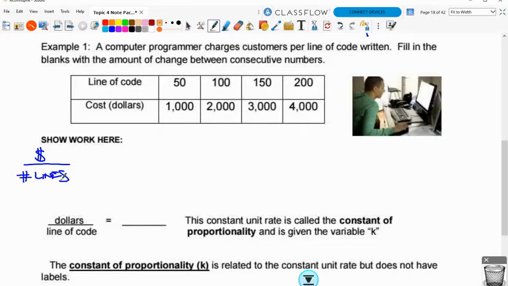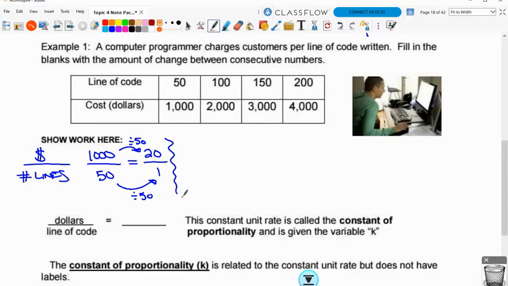Looking at my table, the first cost in dollars was $1,000, and that was for 50 lines of code. We need to take this ratio and simplify it down to a unit rate. Remember that a unit rate has a denominator of 1. So we're going to scale from 50 to 1 by dividing by 50, which means we'll do the same thing to our numerator. Again, divide both parts of the ratio by the denominator. 1,000 divided by 50 is equal to 20. So this simplifies down to a rate of 20 over 1.